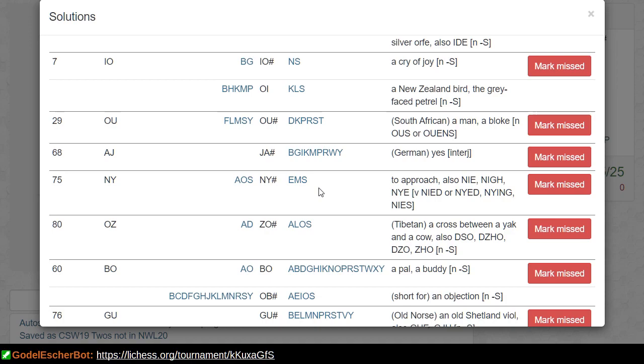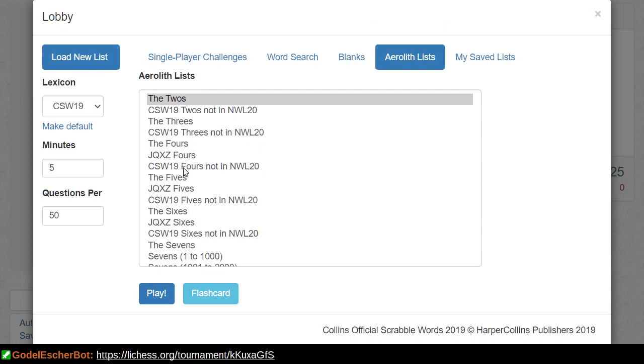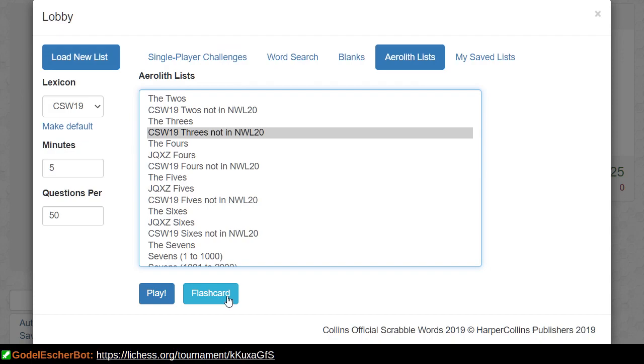But yeah, these are the twos that we gotta know, and we kinda sort of mostly know them. But we'll see when the time comes for us to actually play games, if we can remind or remember ourselves what's going on here. All right, we did this backwards, though. We should have started with threes that are not in the North American word list. So let's study these.